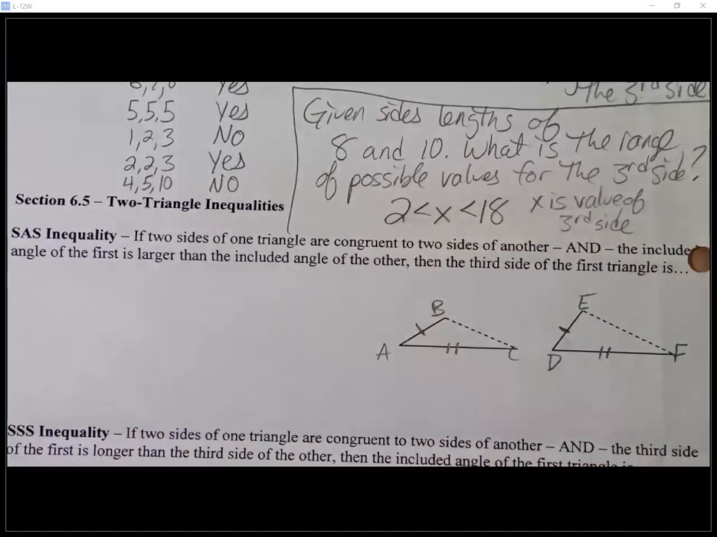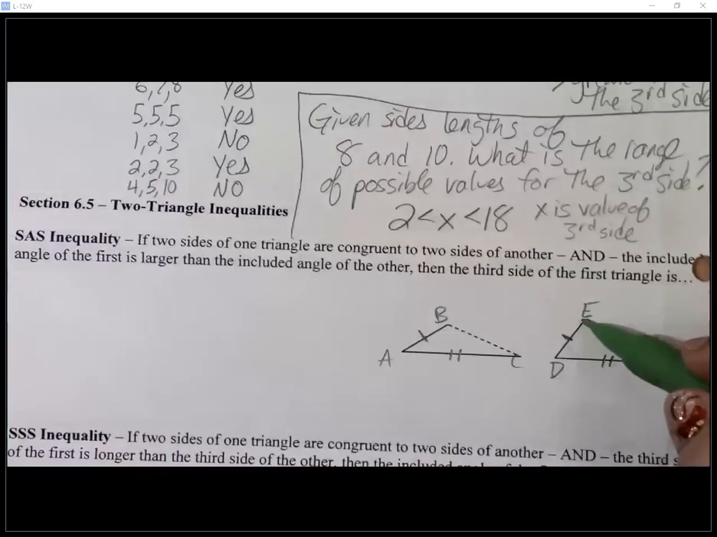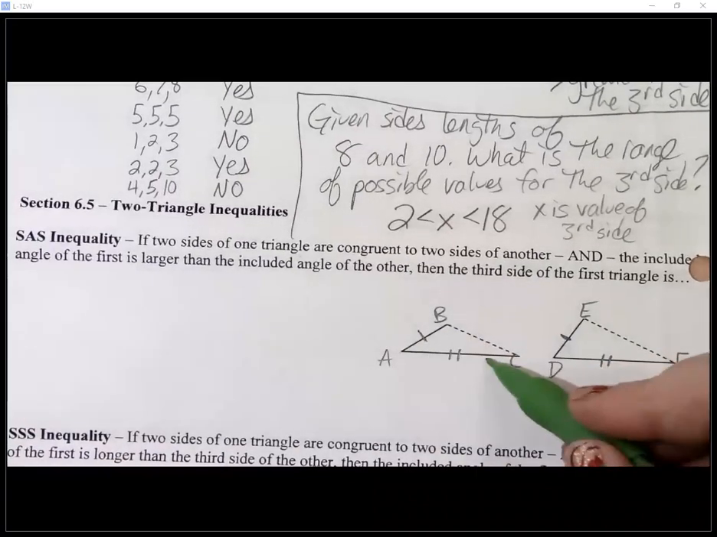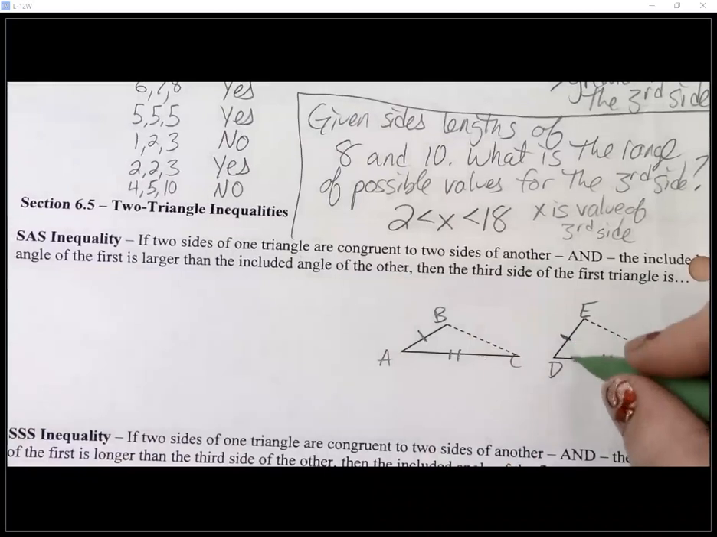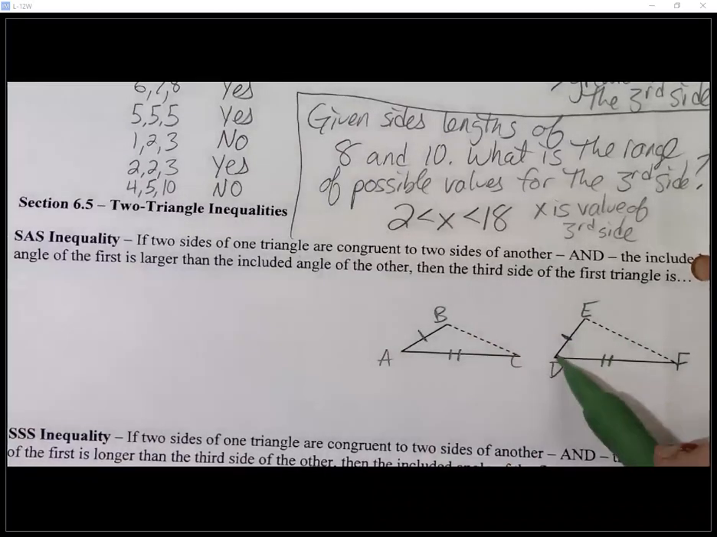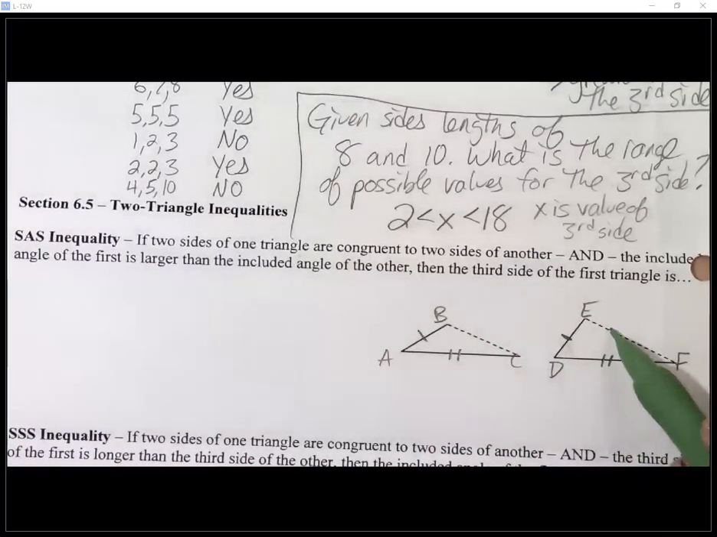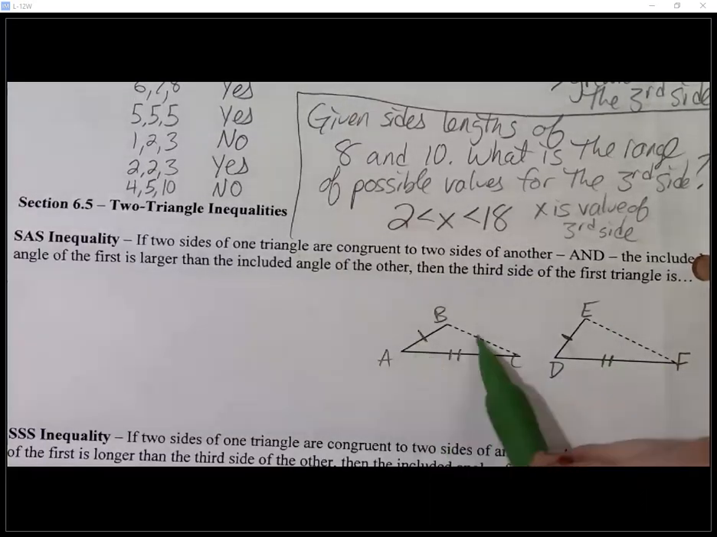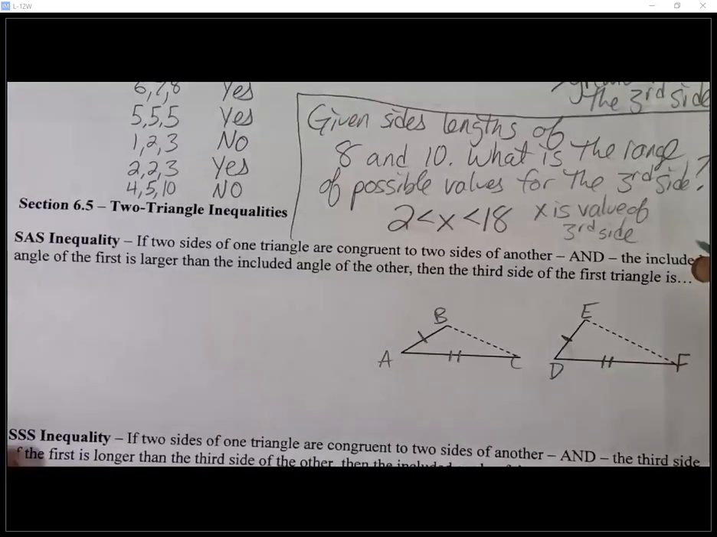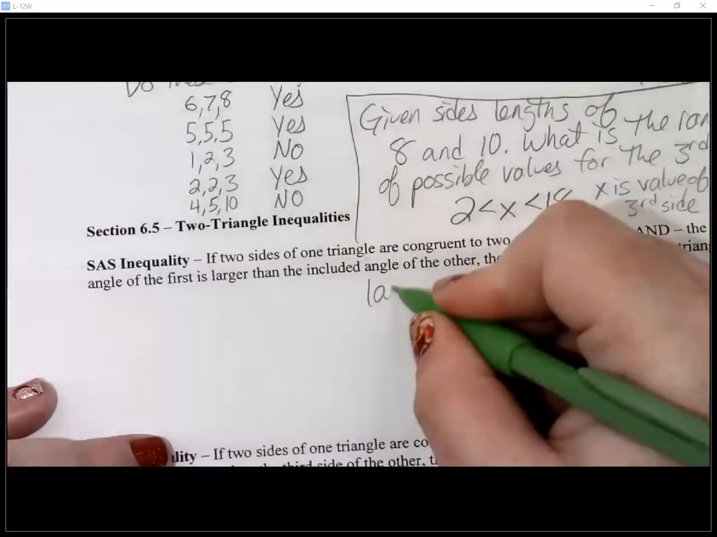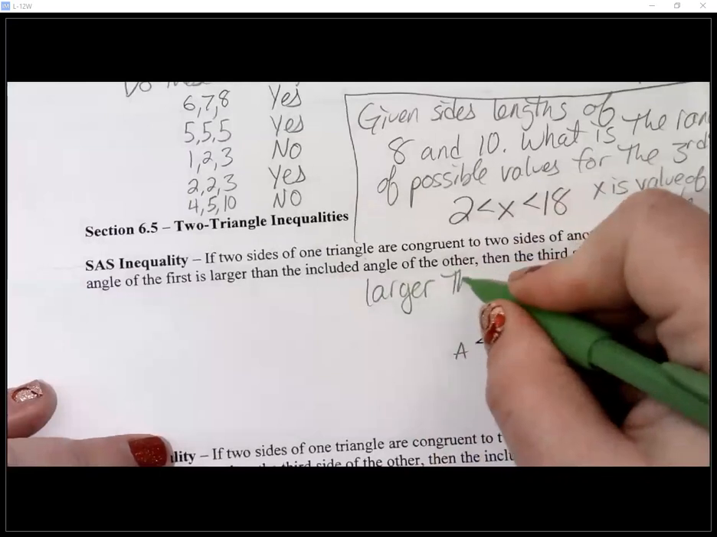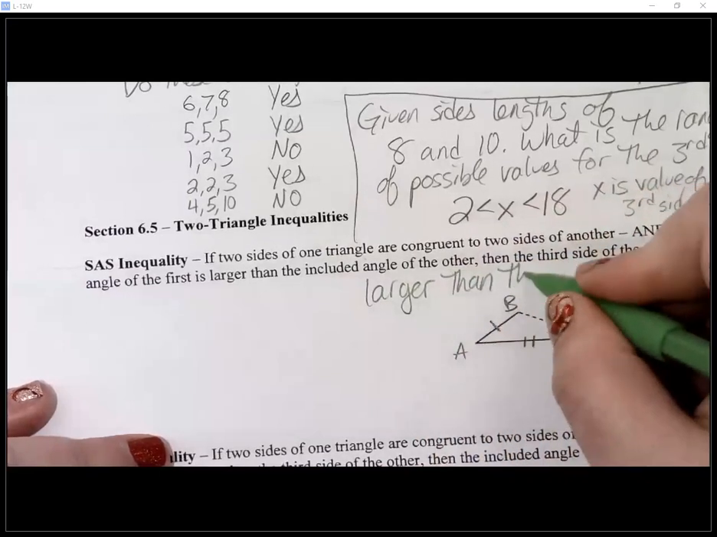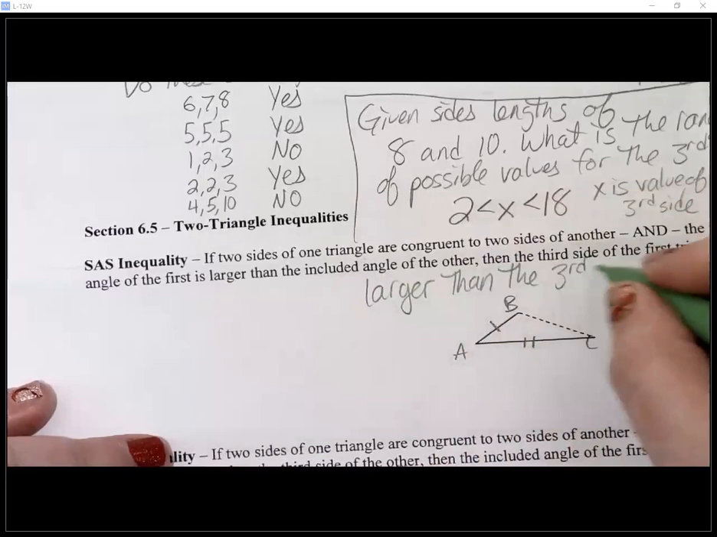Exactly. If these two sides are the same as these two sides, and I know that this angle is bigger, across from this bigger angle has to be a bigger side. If this is going to be a smaller angle, that's got to be a smaller side. So that's what they're telling us here. So let's finish off our dot, dot, dot. The third side of the first triangle is larger than the third side of the other triangle.